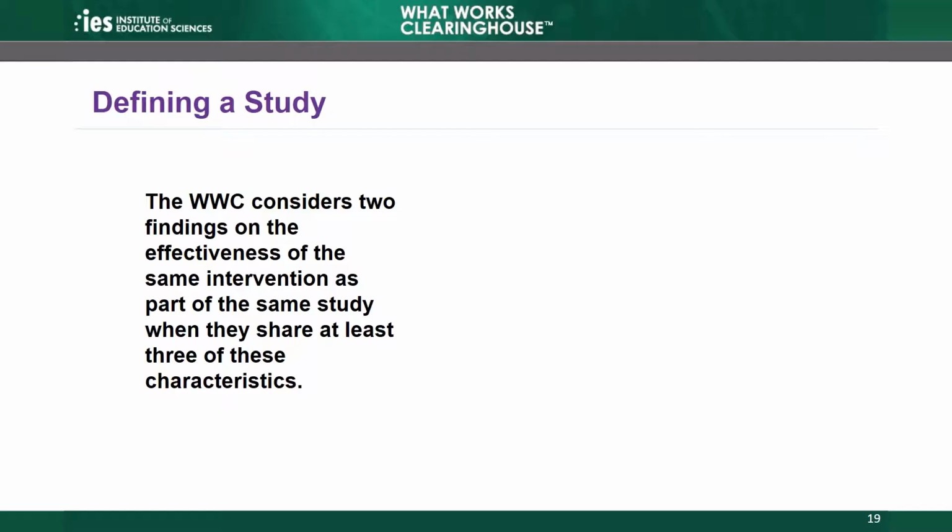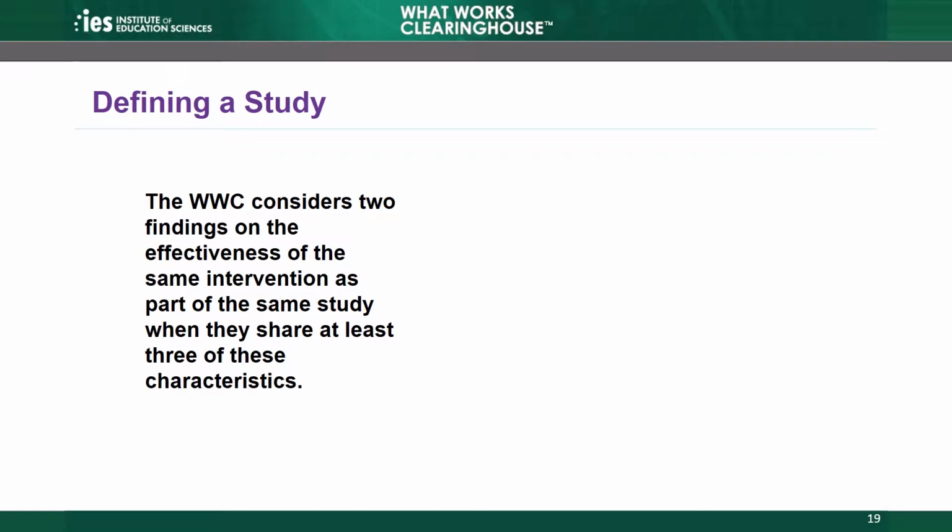Because studies are the building block of systematic reviews, the WWC needs a definition for what constitutes a study. In practice, a single manuscript, such as a journal article or report, might include more than one study, or multiple manuscripts might all report on the same study. So, drawing a line to distinguish one study from another can be challenging. When analyses of the same intervention share certain characteristics, the WWC considers them parts of the same study.